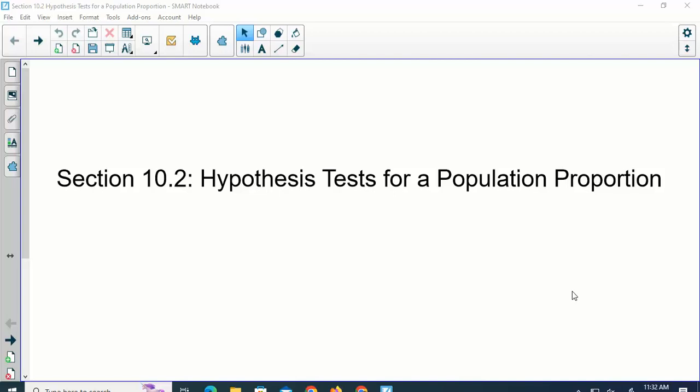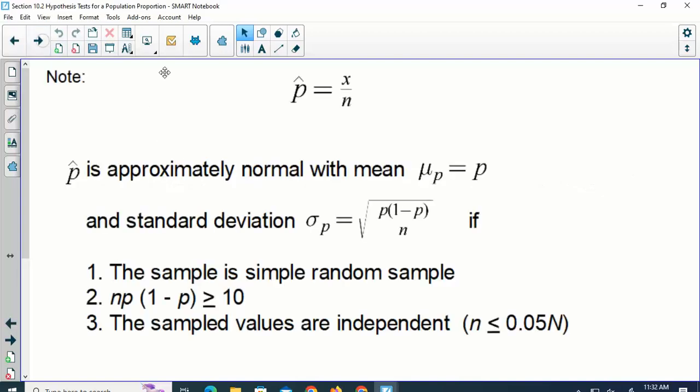So if we take a look at this, some important things. We're talking about hypothesis testing for the population proportion today, so that is our p hat. Remember all the stuff that we've seen before. P hat is x over n. If it's approximately normal, your mean is just your p. The standard deviation is the square root of p times 1 minus p over n.